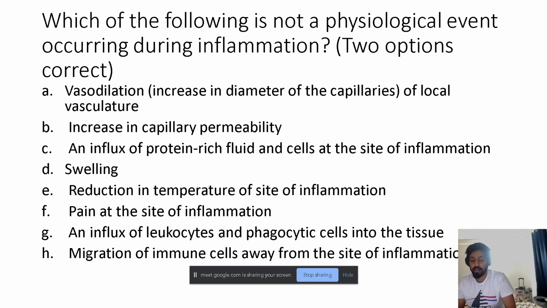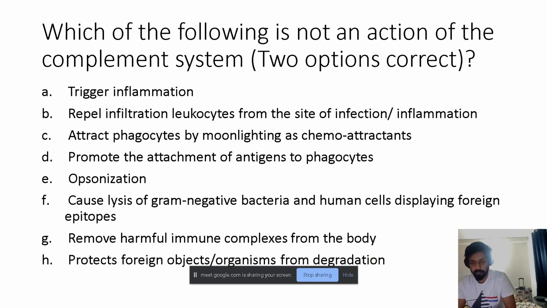So immune cells flood to the location, and migration of immune cells away from the site of inflammation is not true. It's quite the opposite. G is exactly what happens, and H is not what happens. So options E and H are the correct options. Okay. Which of the following is not an action of the complement system?